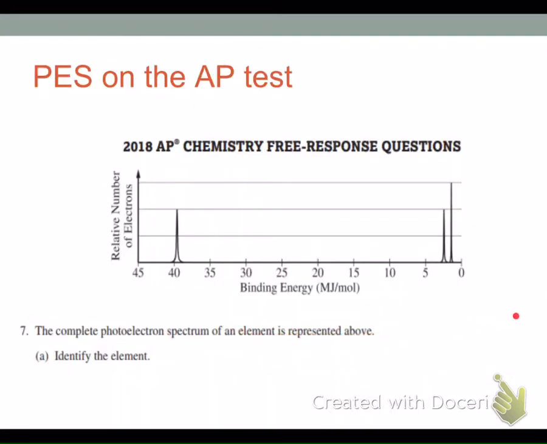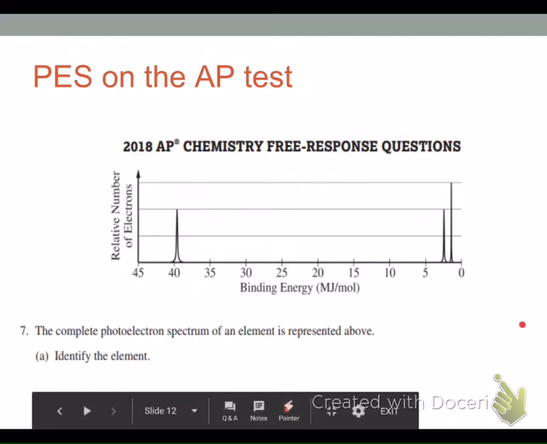This is last year's AP exam, 2018, and this is the exact question they got. Number 7 says the complete photoelectron spectrum of an element is represented above. A, identify the element. It was a very high scoring question, so take a moment. What element do you think that is? Hit pause if you need to.